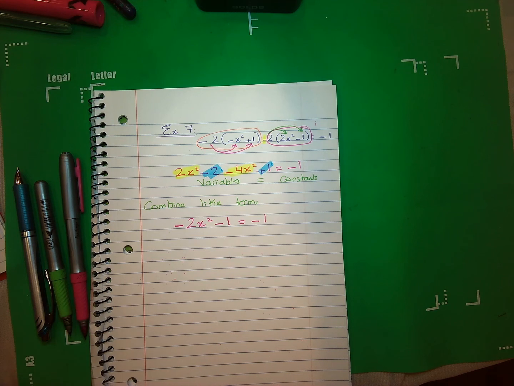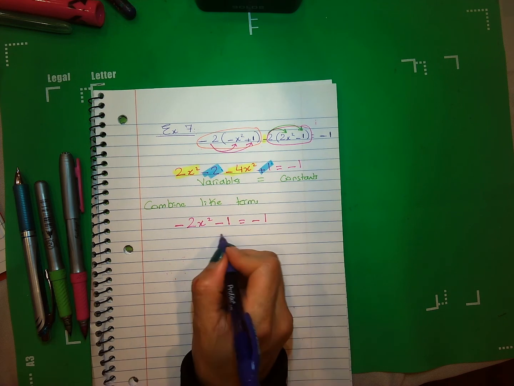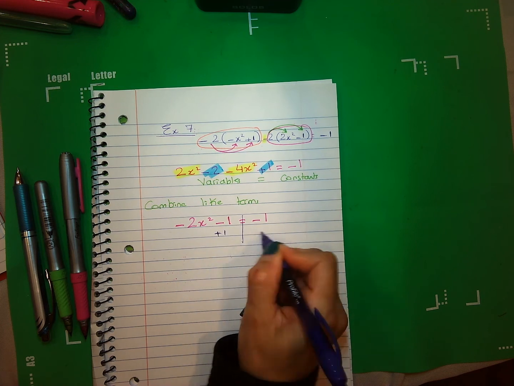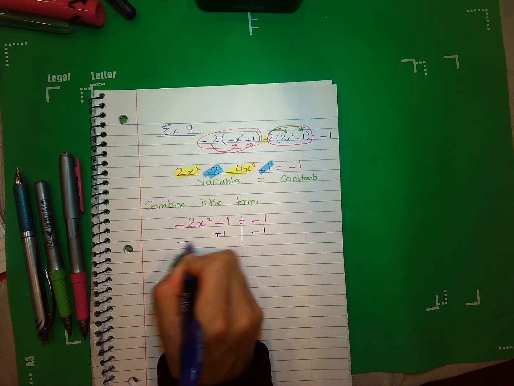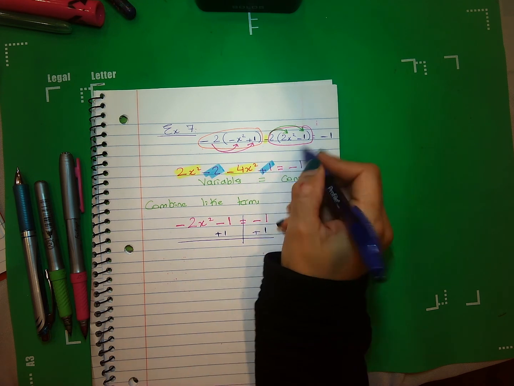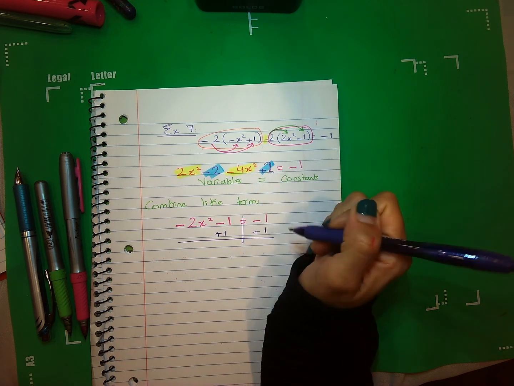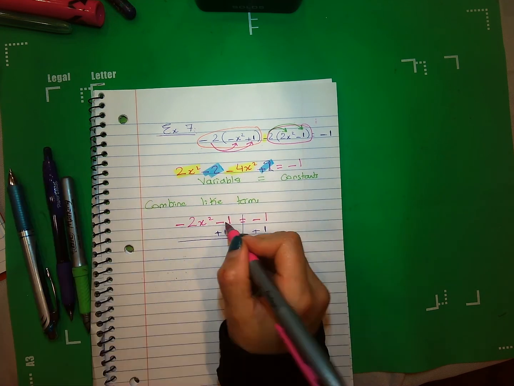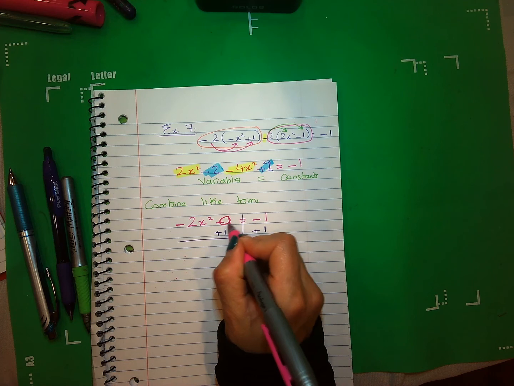All right, so I'm going to go ahead and take the constant to the other side. Oh, you know what? I messed up here. That should be 2. So negative 2 and 2, that will be 0 then.